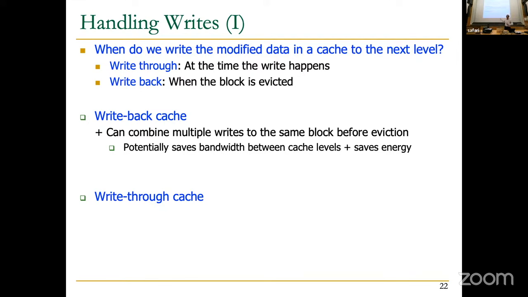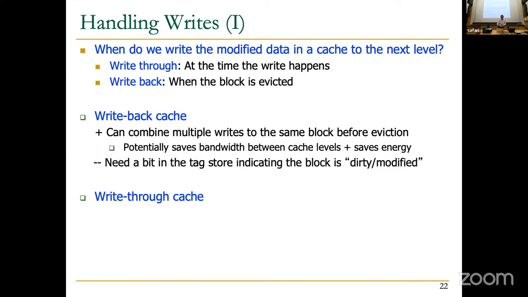Right? That's the advantage of a write-back cache, write combining, if you will. This potentially saves bandwidth between cache levels and saves energy. If you propagate every single write to the next level, you're basically wasting bandwidth, right? Because there's some bus between the caches, and you're basically keeping that busy. That bus may be used for something else, and clearly you're wasting energy potentially.